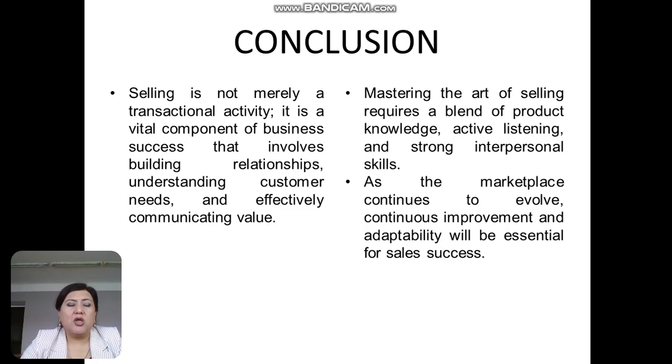And in conclusion, I would like to say that selling is not merely a transactional activity. It is a vital component of business success that involves building relationships, understanding customer needs, and effectively communicating value. Mastering the art of selling requires a blend of product knowledge, active listening, and strong interpersonal skills. As the marketplace continues to evolve, continuous improvement and adaptability will be essential for sales success.